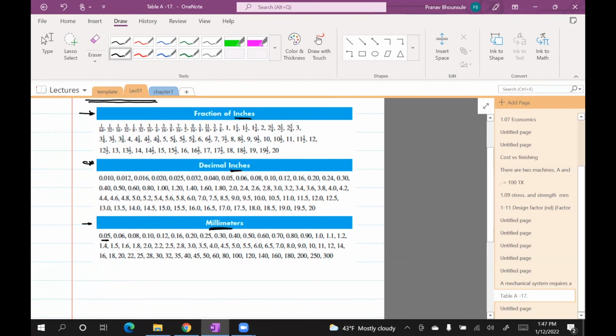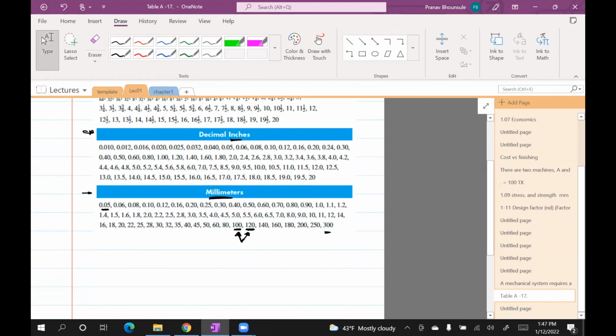It starts with 0.05 millimeters and goes all the way to 300 millimeters. So we're looking for 112.8. And you see that 112.8 is not available here. The closest diameters are 120 and 100. So you can choose one of those two. Now, it turns out that if you actually use 100, your factor of safety will go below 2, and you don't want your factor of safety to go below the design factor. You can try the calculation. So we always choose the larger diameter of the two. The reason is that the stress is inversely proportional to the diameter. So we have to choose, in this case, 120.